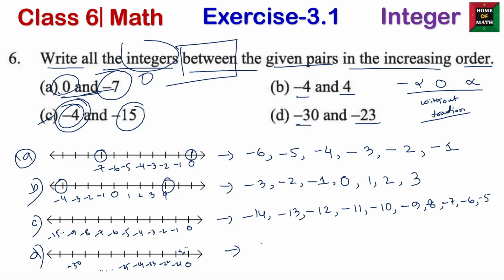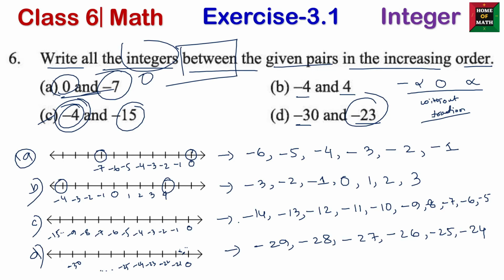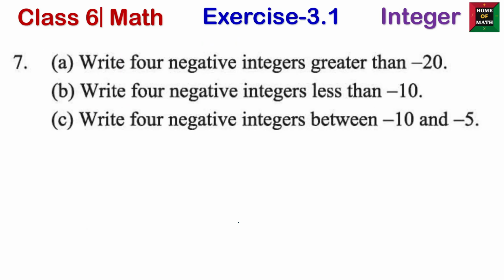So we cannot use minus 30, so minus 29, minus 28, minus 27, minus 26, minus 25 and finally minus 24, but don't use minus 23. So this is number 6 done. Okay, then we already solved this one, so no need, and now number 7.